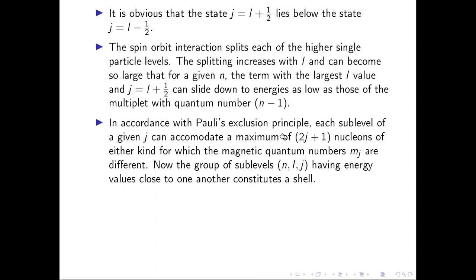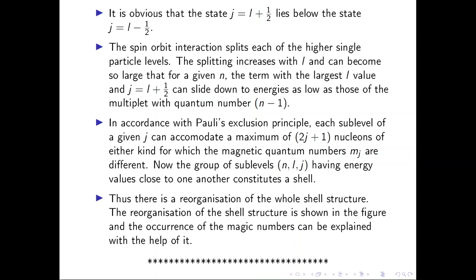In accordance with Pauli's exclusion principle, each sublevel of a given J can accommodate a maximum of 2J plus 1 nucleons of either kind, for which the magnetic quantum numbers Mj are different. Now the group of sublevels nlj having energy values close to one another constitutes a shell. So there is a reorganization of the whole shell structure of the nucleus. The reorganization is shown in the figure, and the occurrence of the magic numbers can be explained with the help of it.